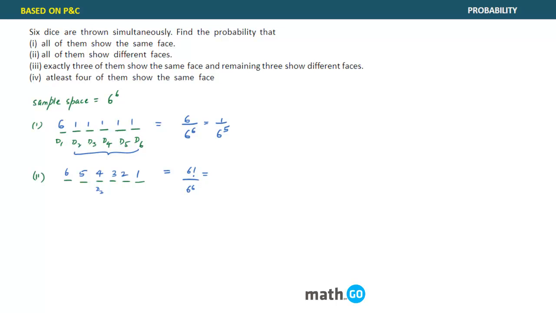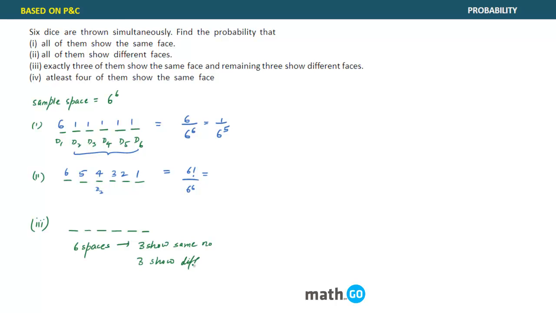Let's take the third part, which is the most interesting part of this particular question. It says exactly 3 of them show the same face while the remaining 3 show different faces. This is a pure PNC based problem. It's not a probability question at all. So out of these 6 spaces, 3 show the same number, and 3 show different numbers.